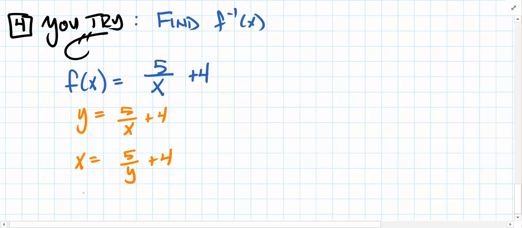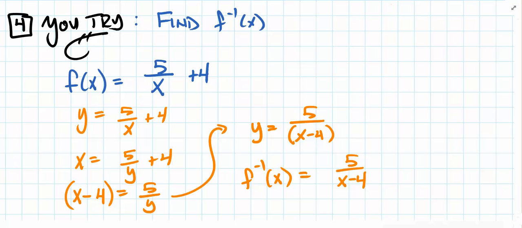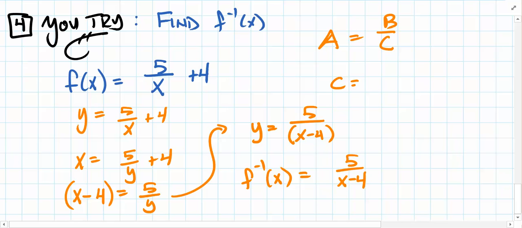Now here's the kicker, you guys. This is an entire number, so therefore y is just equal to 5 over the quantity x minus 4. So therefore f inverse of x is equal to 5 over x minus 4. Okay. So you basically swap. Here's the thing, you guys. If I have a is equal to b over c, then c is equal to b over a. That's an algebra 1 thing, okay? That's an algebra 1 thing, all right? So we think it's 5 over x minus 4.